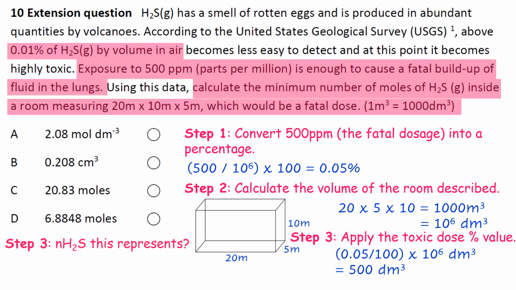The last part is calculating the number of moles of H2S this represents. So we need to use V equals 24n. So rearranging so that n is the subject, that gives us V over 24. So 500 over 24 gives us 20.83 moles, which is answer C.